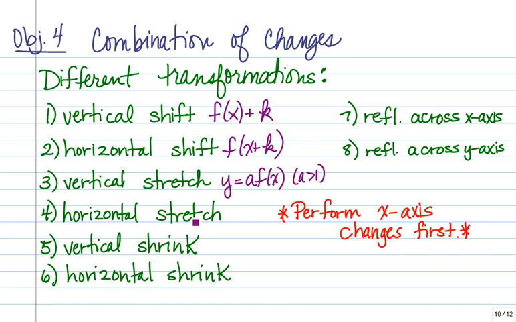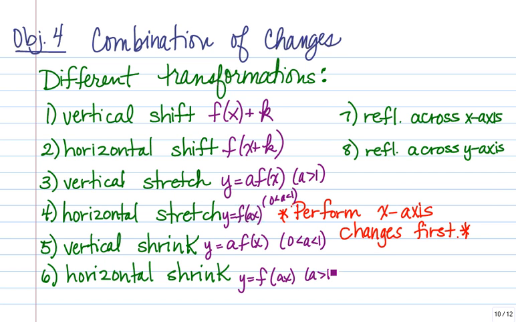Now horizontal stretch was when we had y is equal to f of a times x, okay, where a is greater than 1. Nope, I said that wrong, didn't I? Stretch is when a is less than 1. A vertical shrink is whenever you multiply by a factor of a, where that value of a is less than 1. A horizontal shrink is when you multiply the x times a, where a is greater than 1.